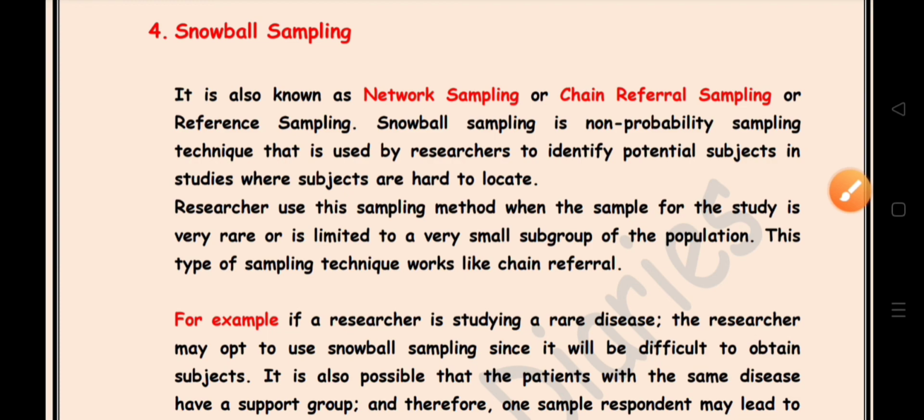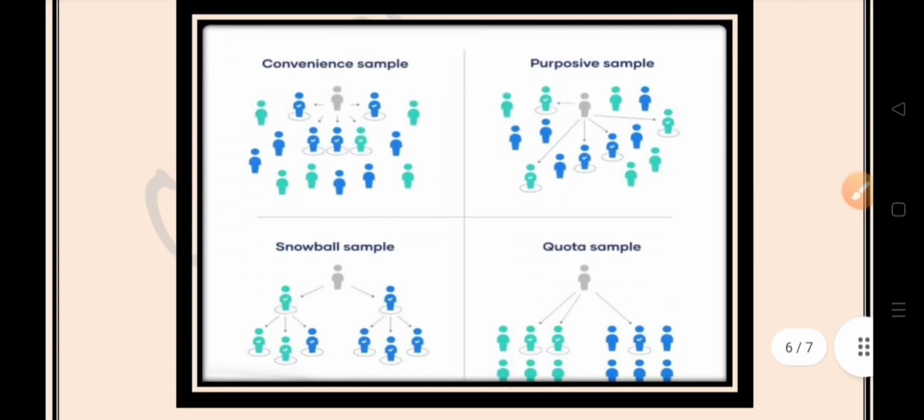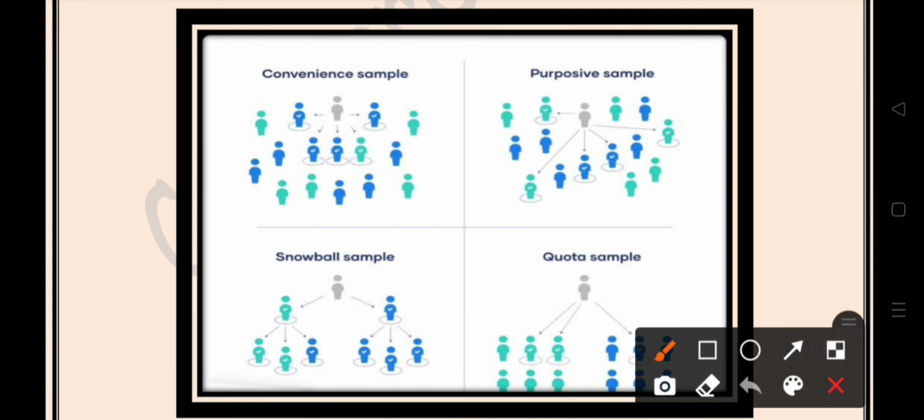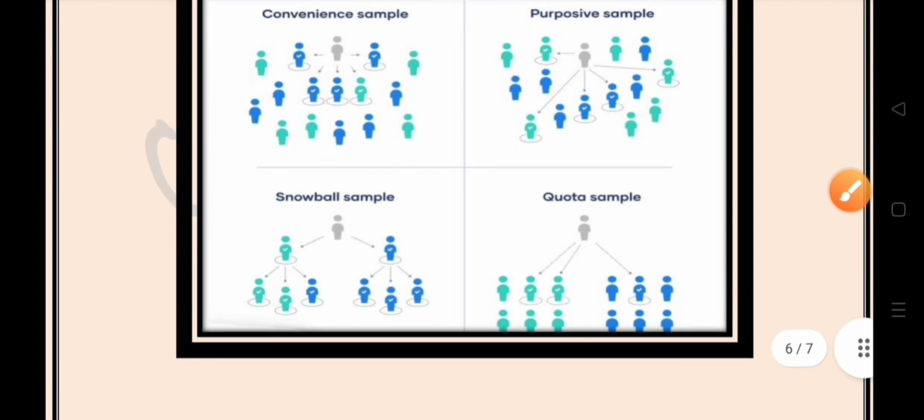Because of this feature, snowball sampling is called network sampling, chain referral sampling, or reference sampling. Then again, I have inserted this chart. In convenience sampling, the researcher selects a sample on the basis of his convenience, like a sample from nearby places or known places. Then purposive sampling, that is judgmental sampling. The researcher will use his own judgment or his fellow person's judgment to select the sample. Then next, snowball sampling.